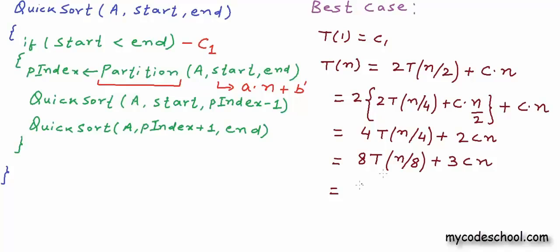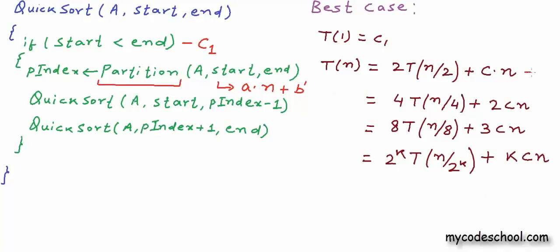In terms of some generic k, we can reduce this expression like 2 to the power k T(n upon 2 to the power k). This will happen if we go reducing k steps. In fourth step, when k will be equal to 4, this will be 16T(n upon 16) plus 4cn. I'm saying this is the first step, this is the second step, this is the third step, and this is the kth step. This is kth reduction.